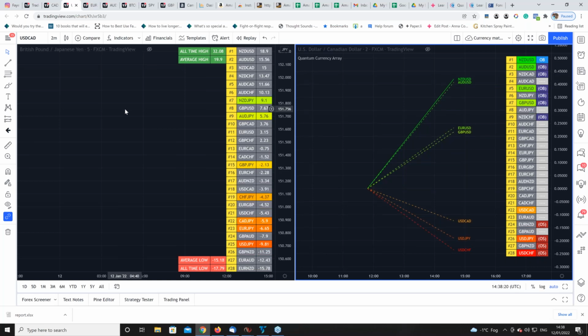The matrix works very close to the price action. The currency array steps further back. So if you like, if you are a scalping trader, then you'd be more attuned to using the matrix. If you're more of a swing or trend trader, then you'd certainly be looking back towards the currency array, and that's the difference.